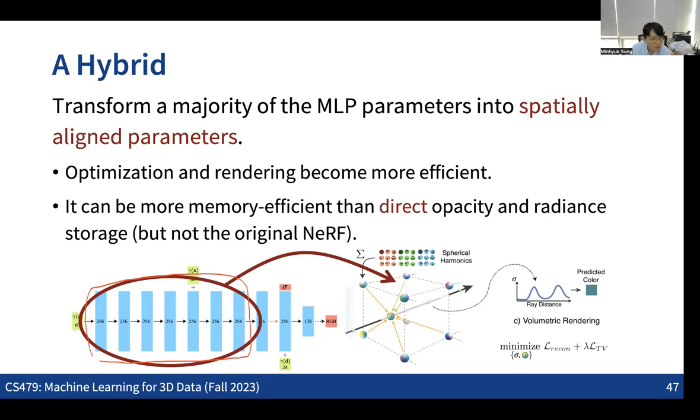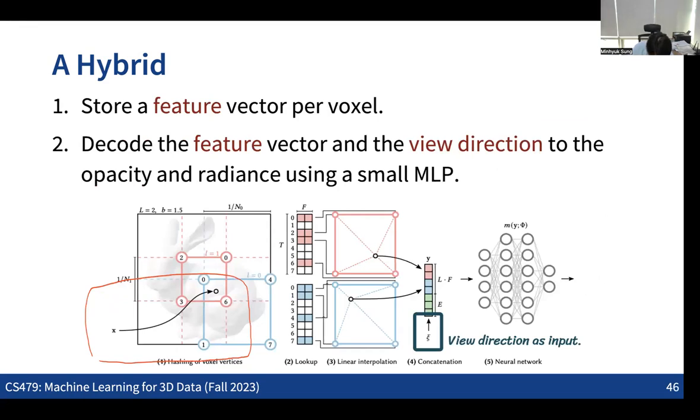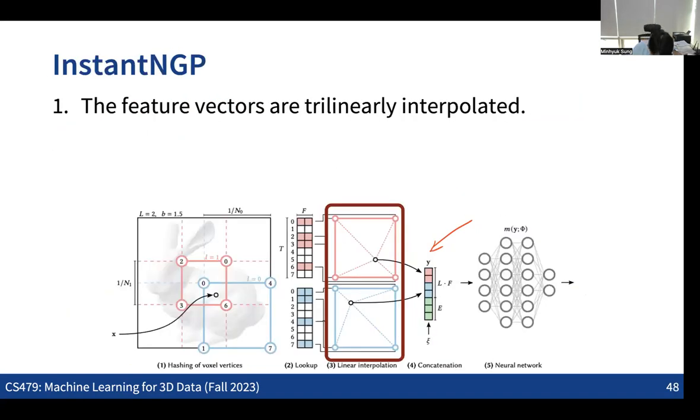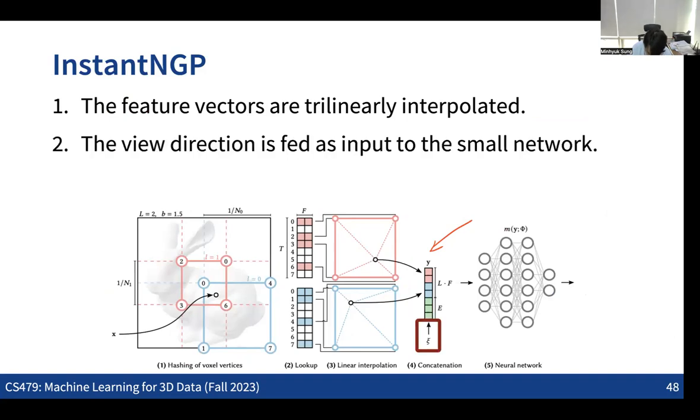If we go back to this slide, what we can see is that we have a voxel grid where we encode the feature vectors, and each of the feature vectors is processed using a very small MLP with some interpolation. Exactly what we do is first interpolate the feature vectors coming from all the corner points, and then feed this information into the small MLP. We also feed the view direction information, so that we can get the opacity values depending on the view direction, and then predict the opacity and the radiance using the very small MLP.